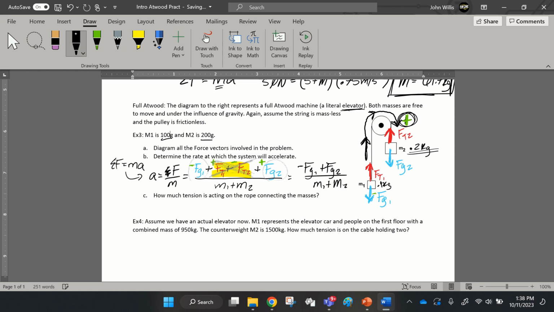So when we go to do this calculation, we have a rate of acceleration that is equal to negative 1 Newton, because that's going to be 0.1 kilograms multiplied by 10 meters per second squared. That's how we calculate a weight, plus 2 newtons. And again, this is going to be a positive 2 newtons, all divided by 0.3 kilograms. And that's going to give us a value of 3.33 meters per second squared.